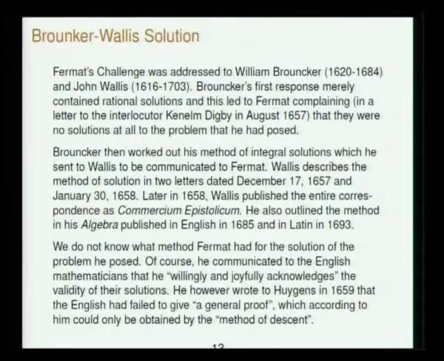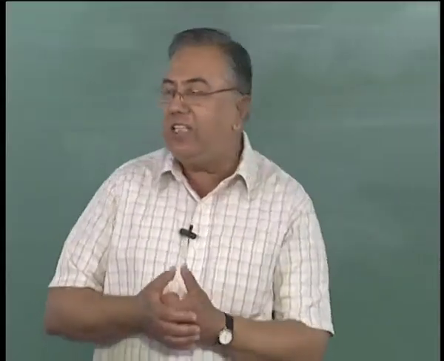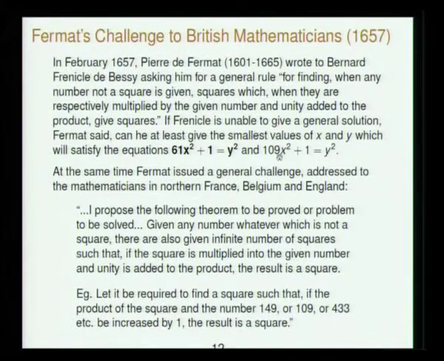Now it was sent to England. William Brouncker was the president of Royal Society, and his friend John Wallis, who was the professor in Cambridge prior to Newton. So both of them wrote down the solution. First they wrote down the rational solution that Brahmagupta had written down in 628 and sent it to Fermat. Fermat said, you are cheating, I had asked you for integral solution, rational solution is trivial. So then of course they sat down and worked out the integral solutions.